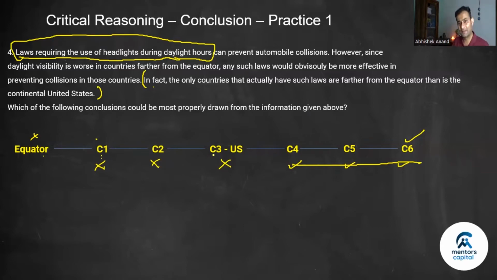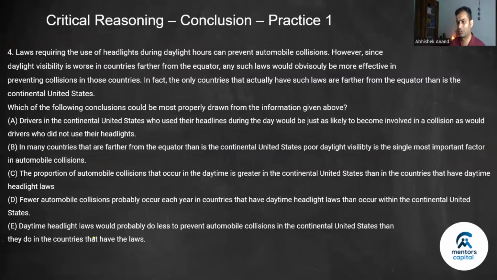Okay? So now that we've understood the basic construct, let's look at the choices, right? Let me give you the correct answer, first of all, E. The correct answer is E. Why is A out? Drivers in continental United States who use their headlights during the day would be just as likely to become involved in a collision as would drivers who do not use their headlights. Now, this is an error of generalization.